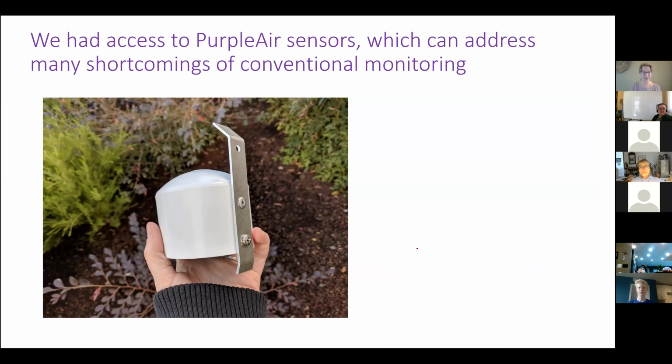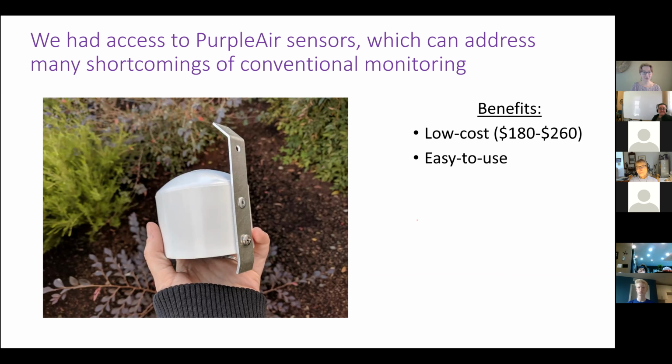So for this study, we had access to a number of PurpleAir sensors, and I'm going to address the ways that it can address the shortcomings of conventional monitoring. So these sensors are low cost, ranging from $180 to $260, depending on how many features you want, and that's certainly more affordable than trying to buy an instrument the cost of a car. They're easy to use. I like to think of these sensors as the IKEA of air quality instruments. If you follow the directions, hopefully you will be able to install it.